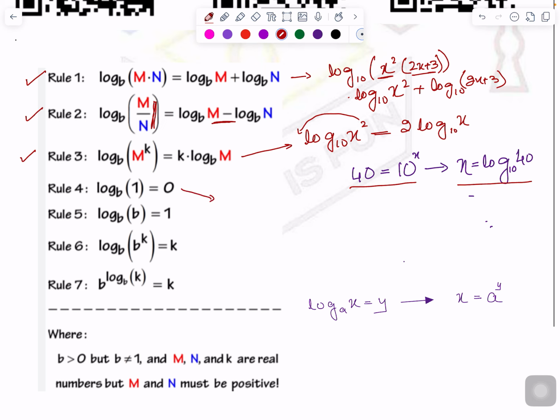And log of 1 is always 0, irrespective of what the base is. The answer is always 0. And this is also very important: log of a number with the same base. So if I have 5 here and 5 here, the answer will be 1. So log of a number with the same base is always 1.